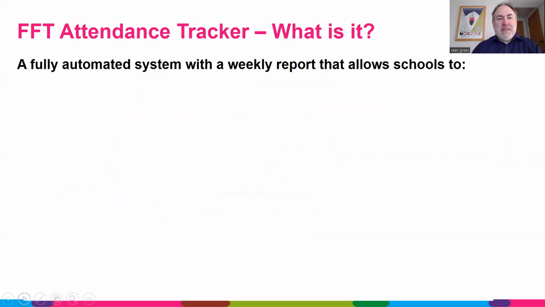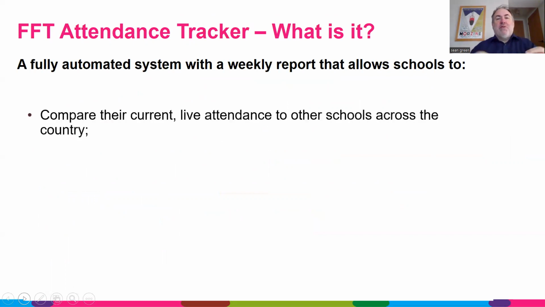So firstly, what is Attendance Tracker? It's an automated system. It brings reports to you every week, and it allows you to compare your current live attendance to other schools across the country. Now, this is something that was fairly unique when this was launched, and it gives you a sense to see what attendance looks like in your school, and then also across our very large national sample.